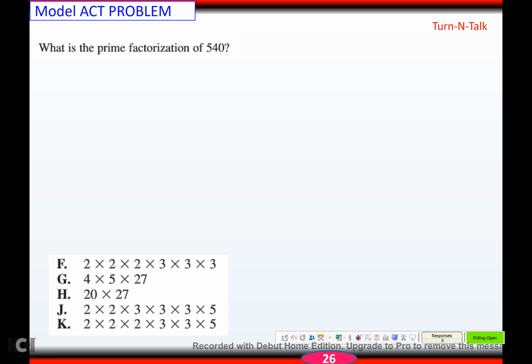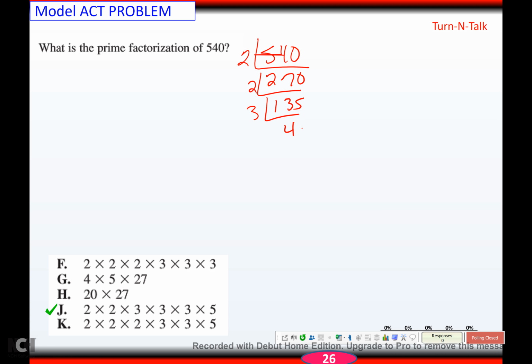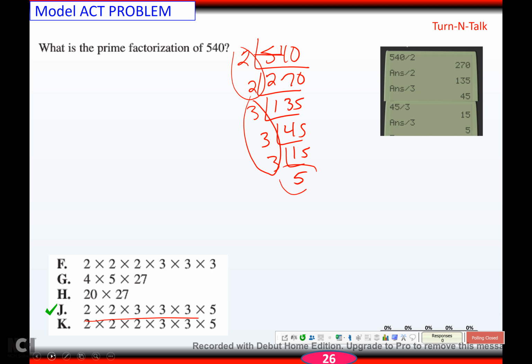Alright, find the prime factorization of 540. Hit pause, come back when you're ready. And to do prime factorization, you just break it down by primes. Ends in an even, so 2 works. It's going to be 270. By 2 is 135. 2 isn't going to work anymore. 3 works, is 45. 3 works again, is 15. 3 works again, is 5. So 2 times 2 times 3 times 3 times 3 times 5. And you can do it on the calculator and break it down.